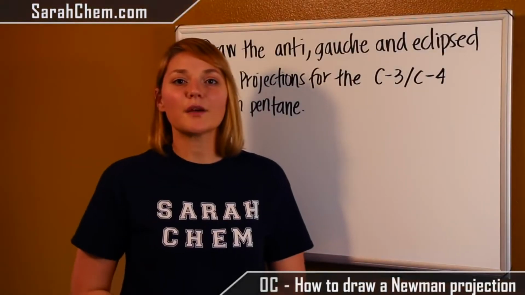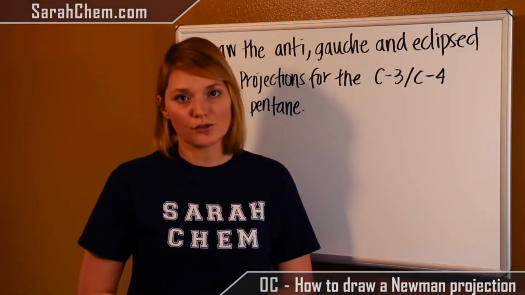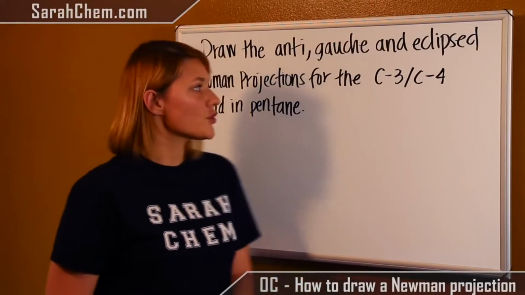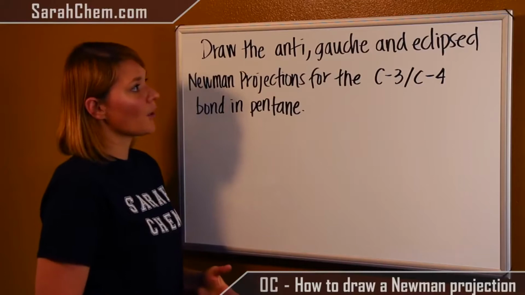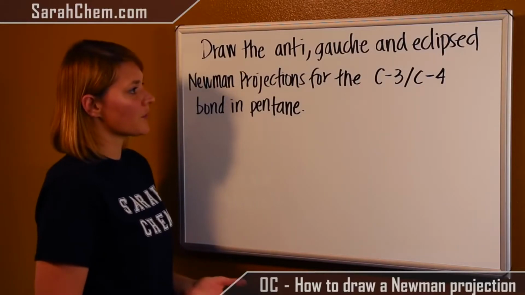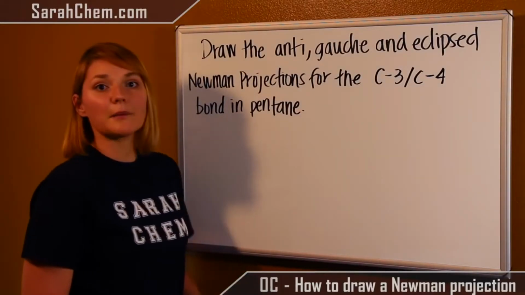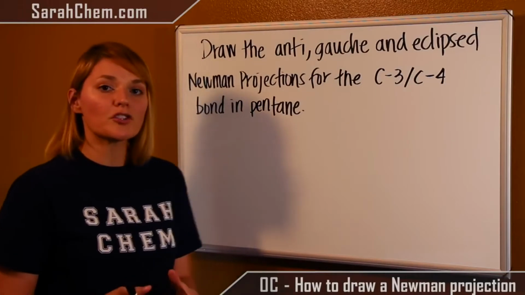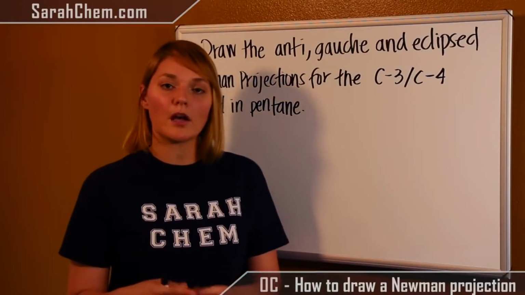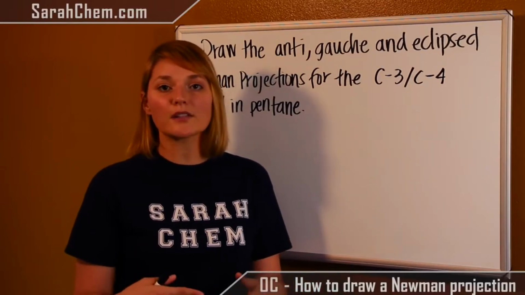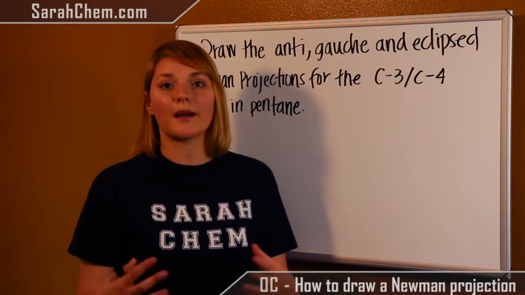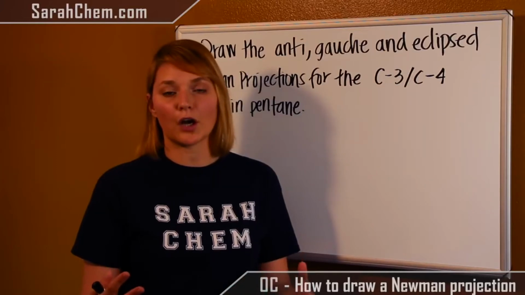Everyone, this is a video tutorial to help you understand how to draw a Newman projection. So let's take a look at this example. It says, draw the anti, gauche, and eclipsed Newman projections for the C3 and C4 bond in pentane. So in a Newman projection, we're going to focus on a particular bond in a bigger compound. We're interested in how the free rotation around a single bond is impacted by the substituents on those particular carbons.